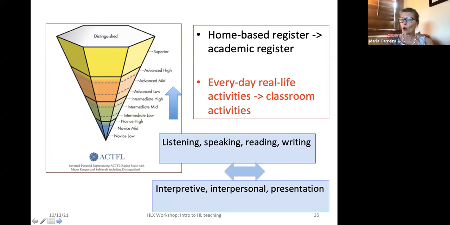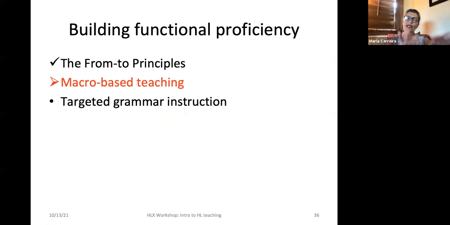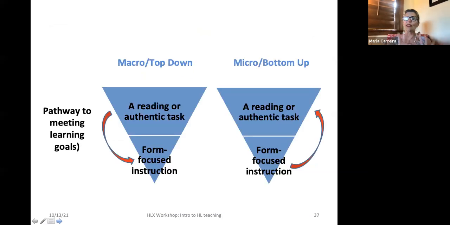Okay. So I want to go back to this everyday real life activities to create classroom activities. Remember, this is the 4th from-to principle. Okay. And I'm going to use it to segue into macro-based teaching. We can think about teaching as going in 2 directions. On the left is macro or top-down teaching. And that is where you start with an authentic task, let's say a reading, watching a movie, right? And then you discuss it and you do real life things with it. What you do when you do a reading, right? What you do after you watch a movie, you discuss it with your friends.